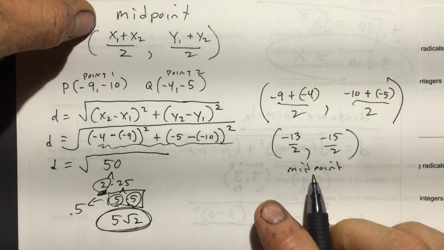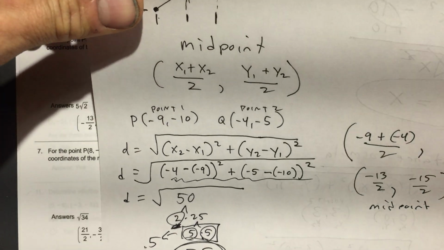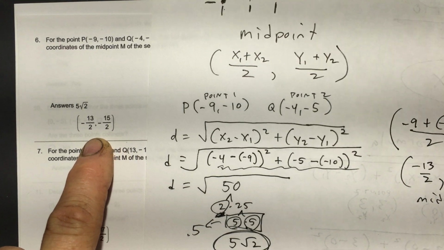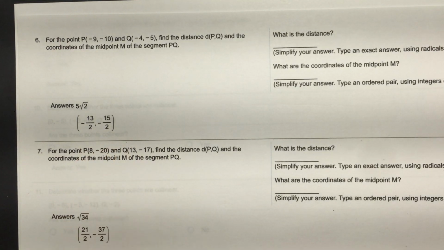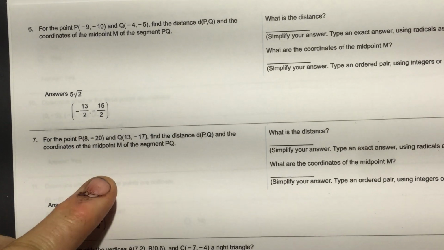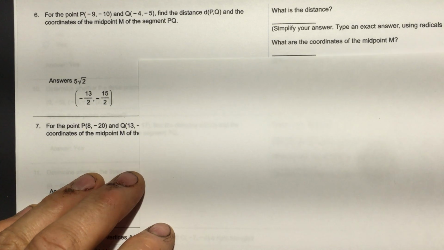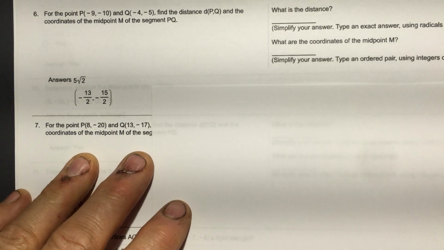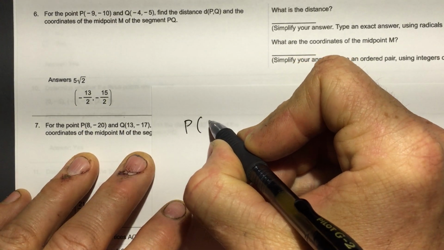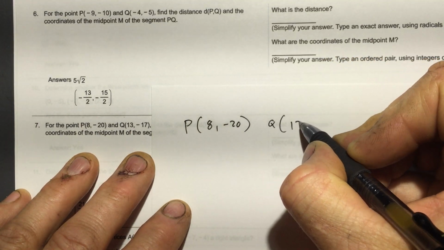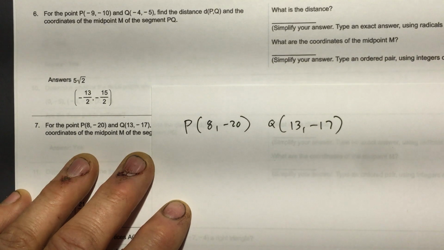And let's see here, make sure we're right here. -13/2, -15/2. Yeah, we got it. All right, good deal. I like to get them right. So we're doing the same thing here. All right, I'll go through this one just for the basic sense of repetition. All right, so I've got P is 8, -20. And then I've got Q, which is 13 and -17.